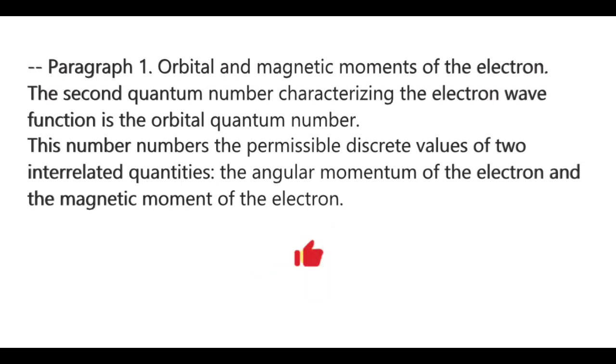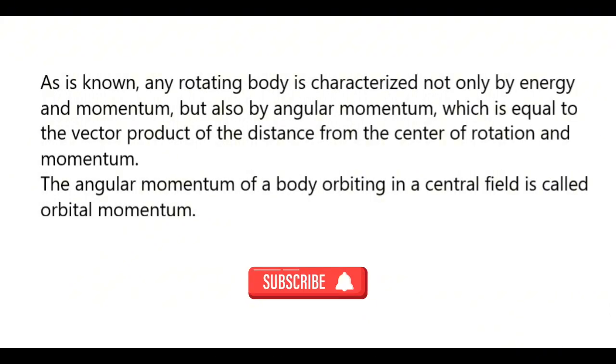The second quantum number characterizing the electron wave function is the orbital quantum number. This number numbers the permissible discrete values of two interrelated quantities: the angular momentum of the electron and the magnetic moment of the electron. As is known, any rotating body is characterized not only by energy and momentum, but also by angular momentum, which is equal to the vector product of the distance from the center of rotation and momentum. The angular momentum of a body orbiting in a central field is called orbital momentum.